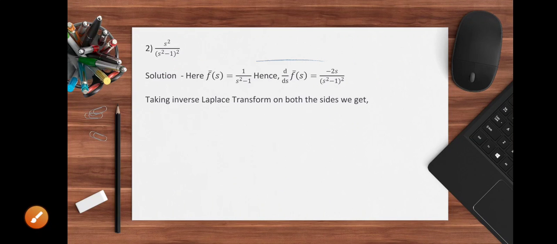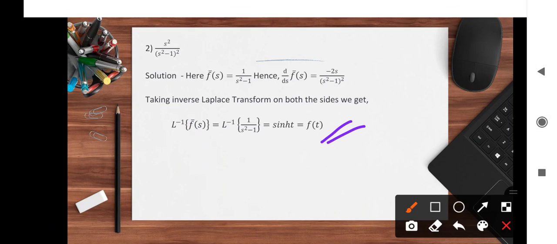Now taking inverse LT on both the sides of f bar of s, we get L inverse of f bar of s as L inverse of 1 upon s square minus 1, and this is similar to one of the standard results, 1 upon s square minus a square, and the answer is 1 upon a sine hyperbolic at. But here a is equal to 1, so the answer is sinh t. So this is our f of t.